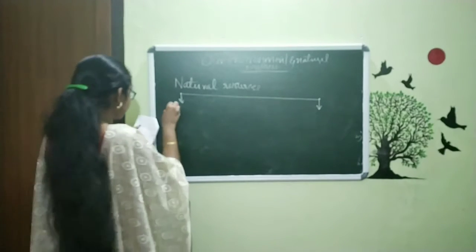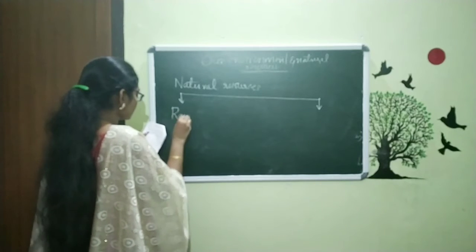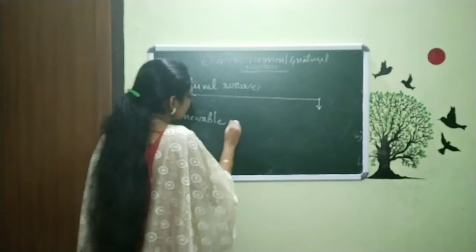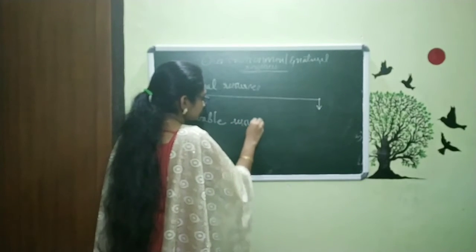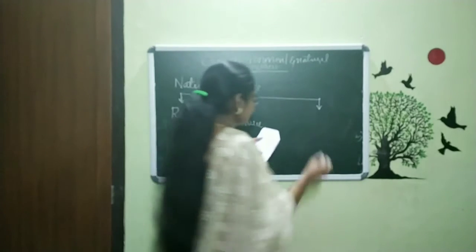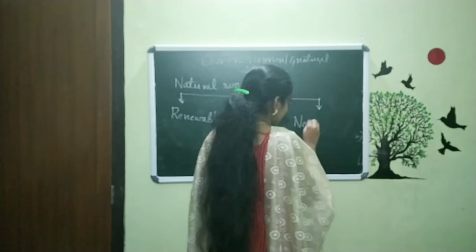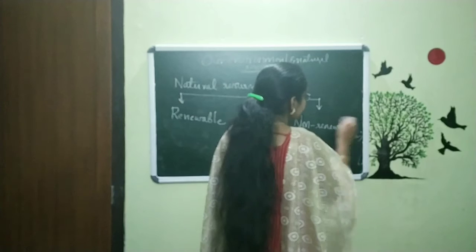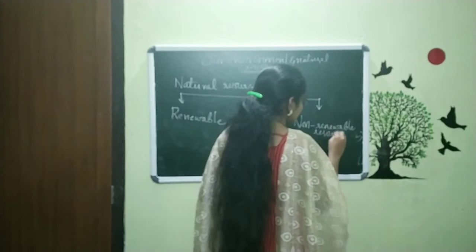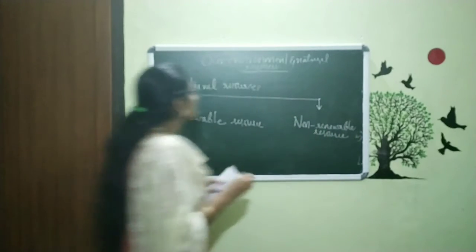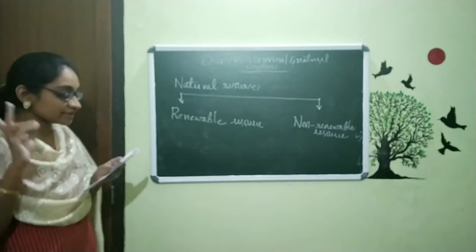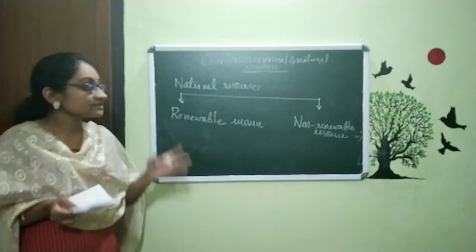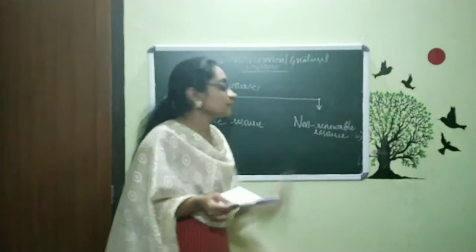Renewable resource and non-renewable resource. So there are two types of natural resources: renewable resource and non-renewable resource.